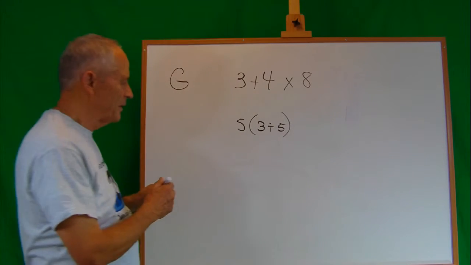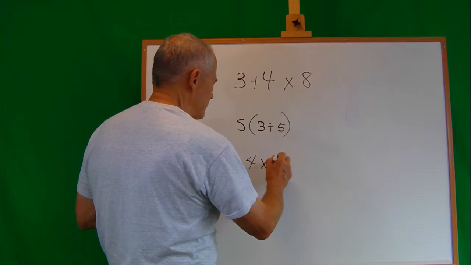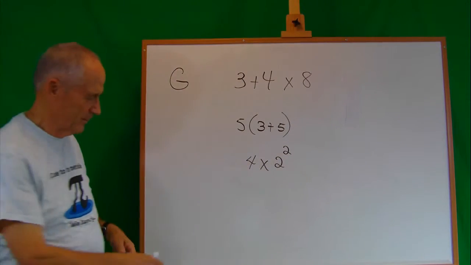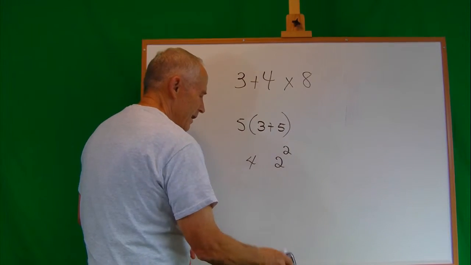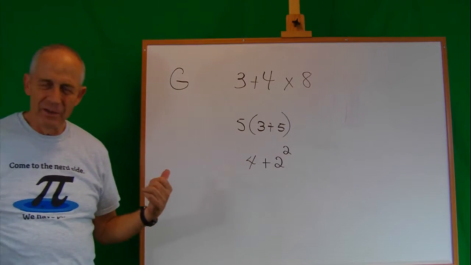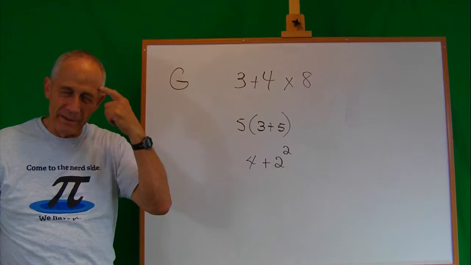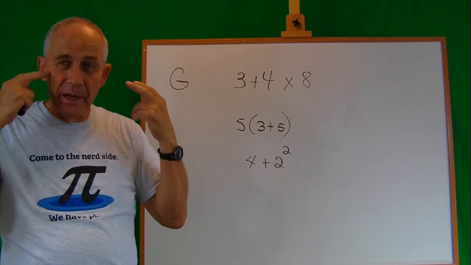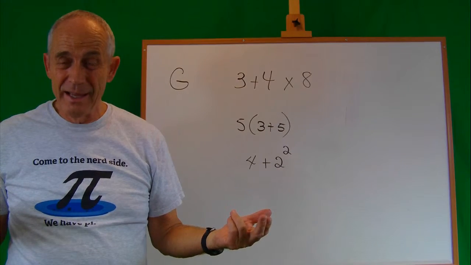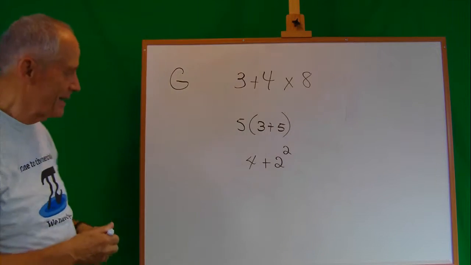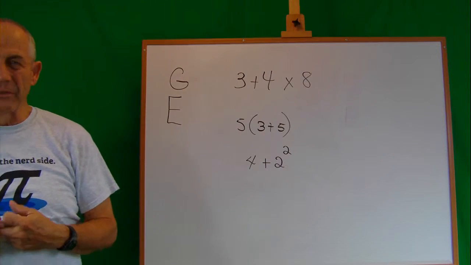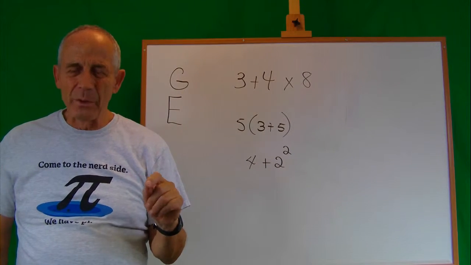Okay, now if I say something like this, 4 plus 2 squared, what this says is I want to add 2 squared to 4. Well, think about that for a second. Doesn't that tell your brain that you better find the squared part first before you do the addition? And that's exactly the next thing we do in the order we do operations in math. We do exponents next.